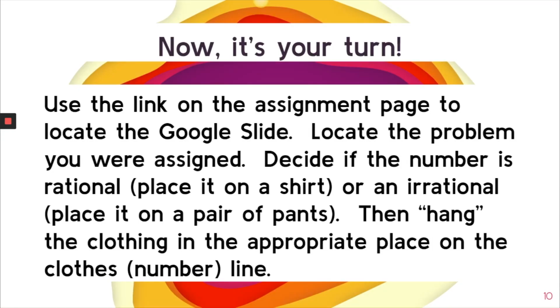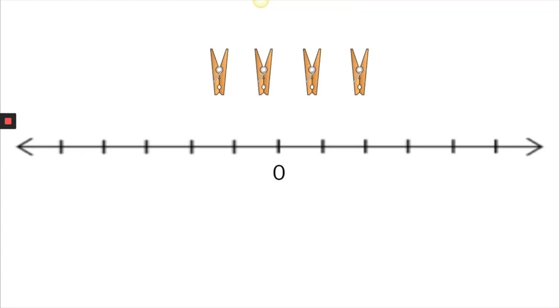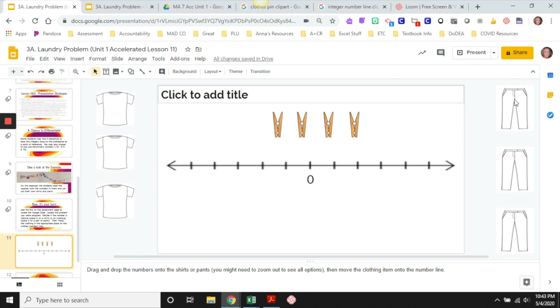So now it's your turn. You're going to use the link on the assignment page to locate the Google slide, locate the problem that you were assigned, and decide if that number is rational, then you'll place it on a shirt, or irrational and place it on a pair of pants. Then hang the clothing in the appropriate place on the clothes or number line. So let's take a look at what that looks like.